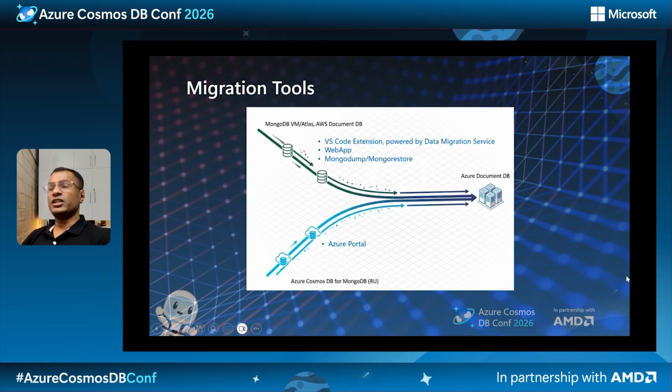Now coming to the migration tools. Depending on where you are coming from, we have different tools. If you are coming from Azure Cosmos DB for MongoDB RU, we have a migration option available in the Azure portal. It's a simple wizard. Just put in the values and you will be able to migrate to DocumentDB. If you're coming from MongoDB on a VM, Atlas cluster, or AWS DocumentDB, we have multiple options. We have the VS Code extension that I spoke about earlier. We have a web app, which is a self-hosted tool, and we have the old dump and restore, which can be used for offline migration. I will be talking about the VS Code extension and web app during my presentation.